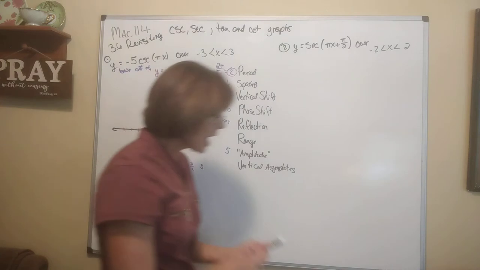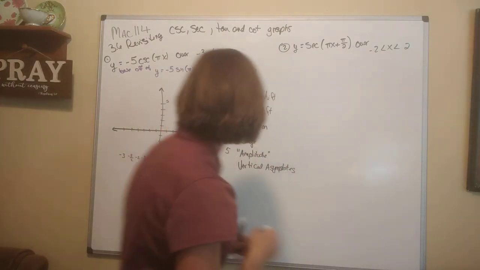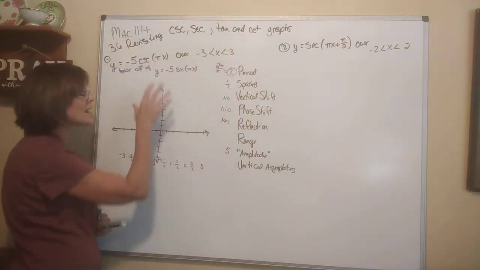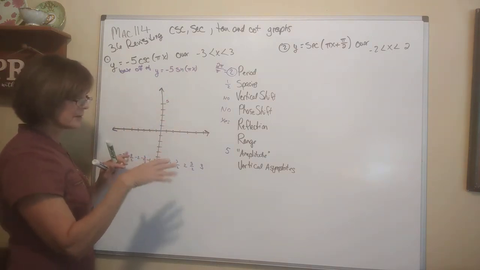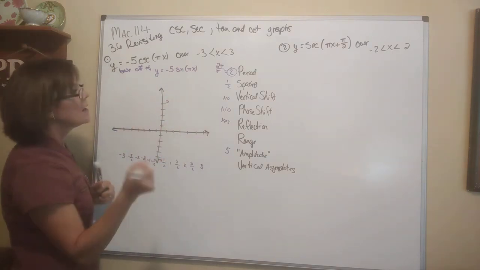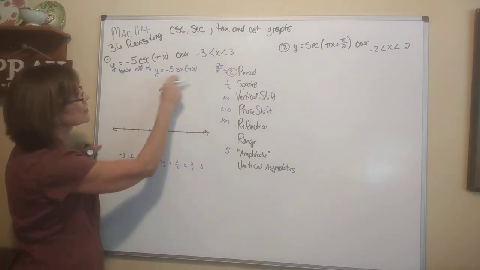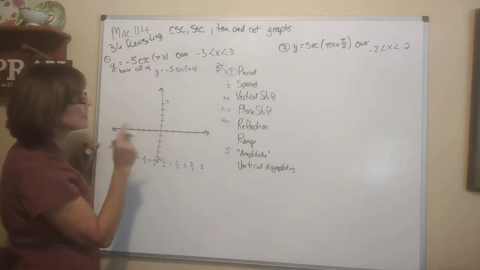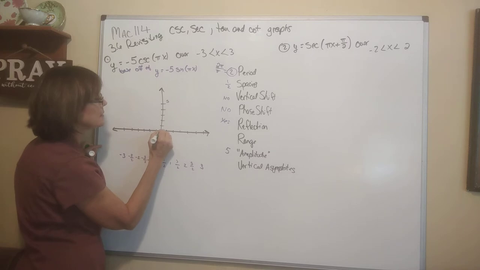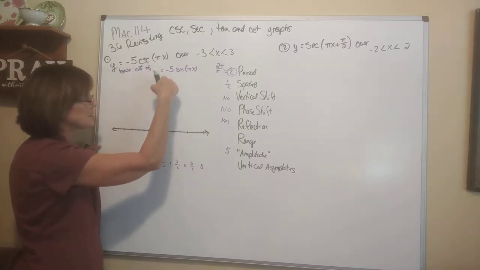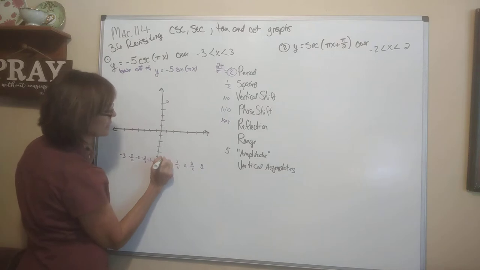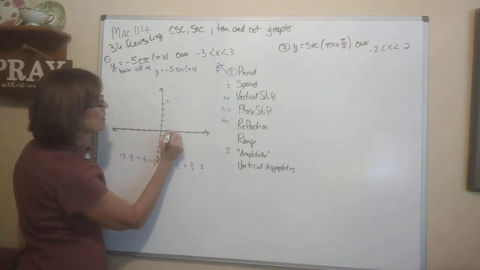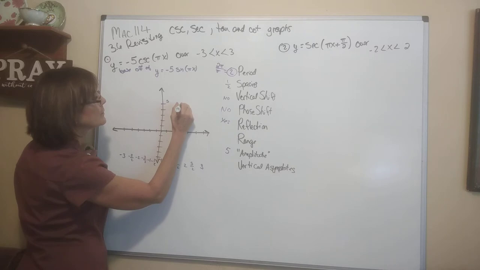Okay. And what graph is this? Sine. Okay, so I'm going to do this in green because green's kind of a light color. This is not cosecant. This is sine. So this is kind of the graph that I formed it off of. So I'm going to graph this. I would start in the middle. I still start in the middle, but since there's a reflection, I go down the next time. So I'm going to go all the way down to negative 5 right here. Negative 5. And then I'm going to go middle. And then I'm going to go up to 5.